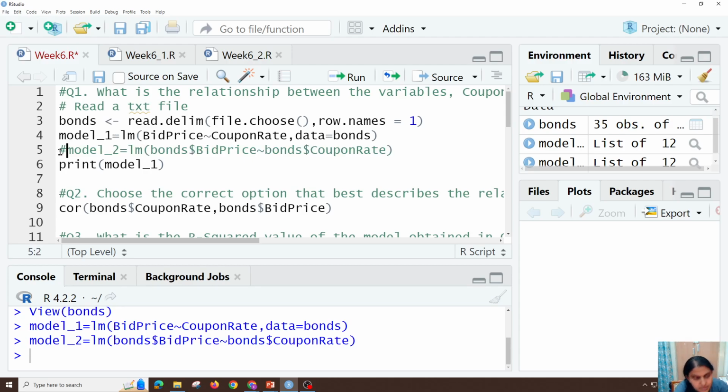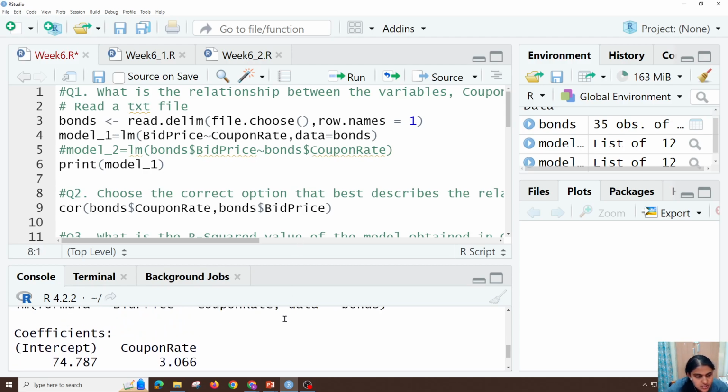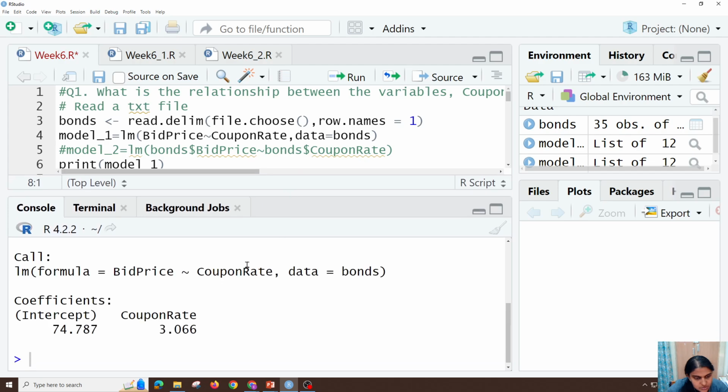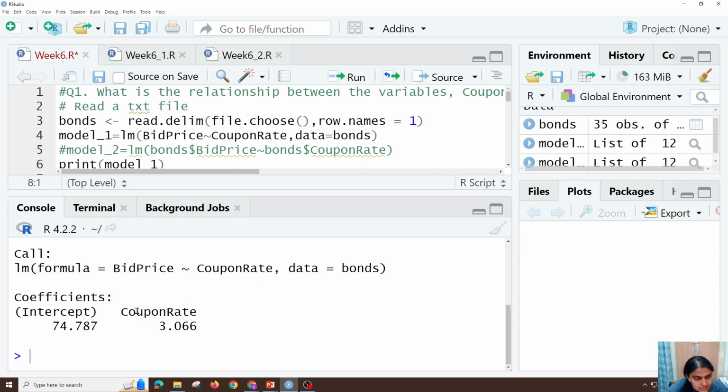Let this be put aside. So model underscore 1 right now is the linear regression model, and I'm just printing the model. When I print that, I am getting the formula: bid price with coupon rate, and the coefficients are intercept, which denotes beta naught, and coupon rate is beta 1. So if your equation is like y equal to beta naught plus beta 1 x, then it's 74.787 plus 3.066 into coupon rate.